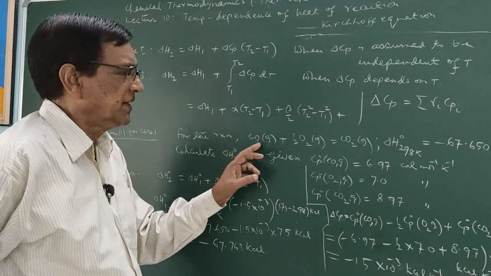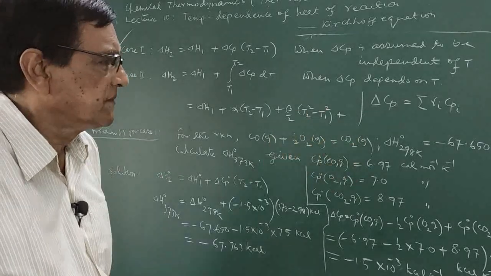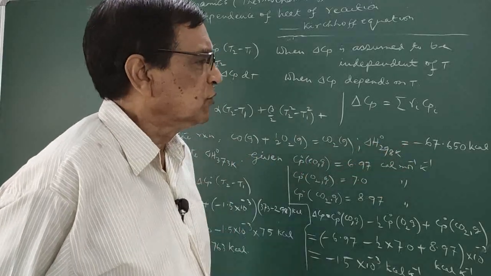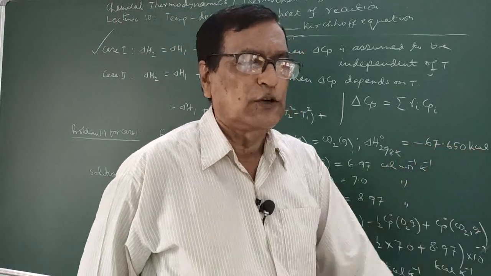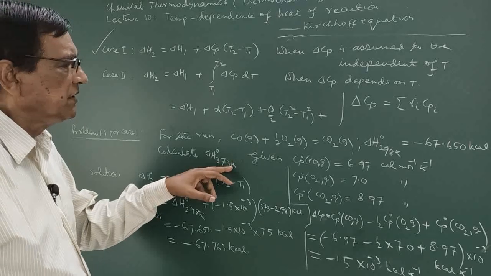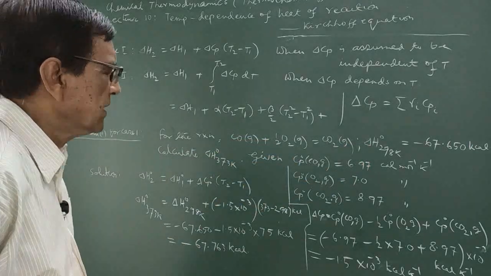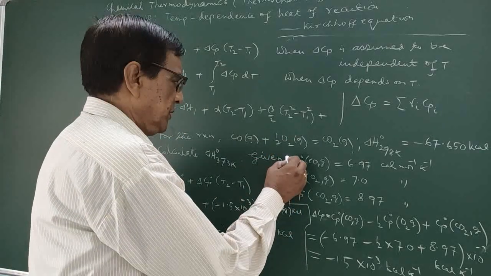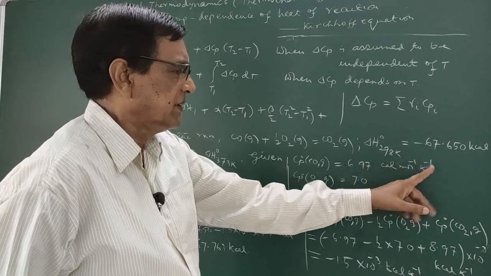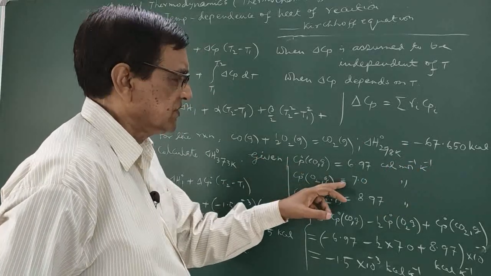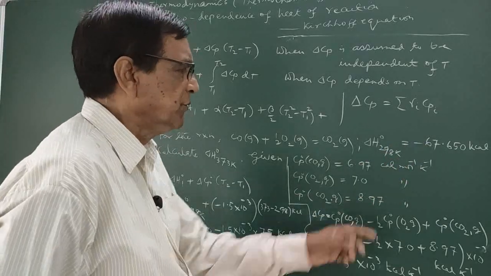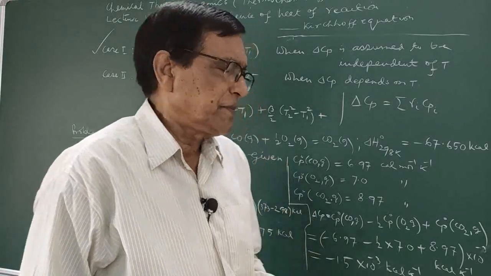For this reaction, carbon monoxide gas plus half oxygen gas giving carbon dioxide gas, the standard enthalpy of this reaction at 298 Kelvin is equal to minus 67.650 kilocalorie. We would like to calculate the value at 373 Kelvin for the same reaction. Given these Cp values, Cp naught of carbon monoxide gas is 6.97, and Cp naught for oxygen and for carbon dioxide are given. These are all in calorie mole inverse Kelvin inverse, the unit of molar heat capacities.